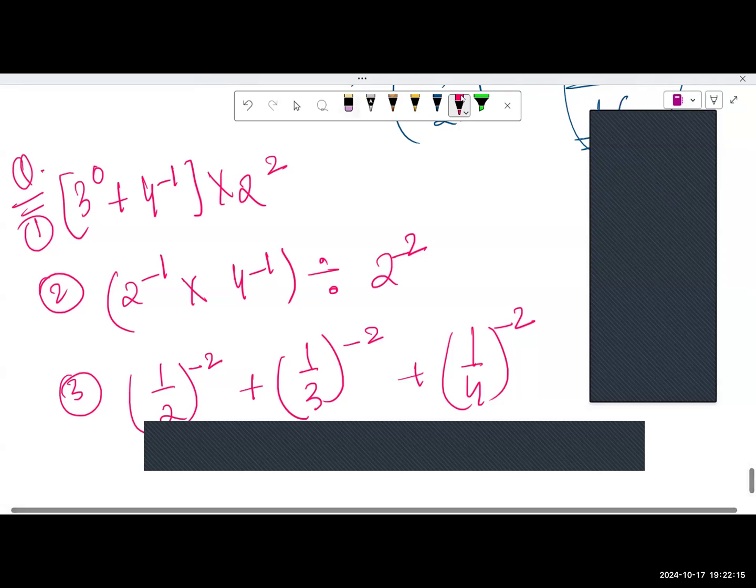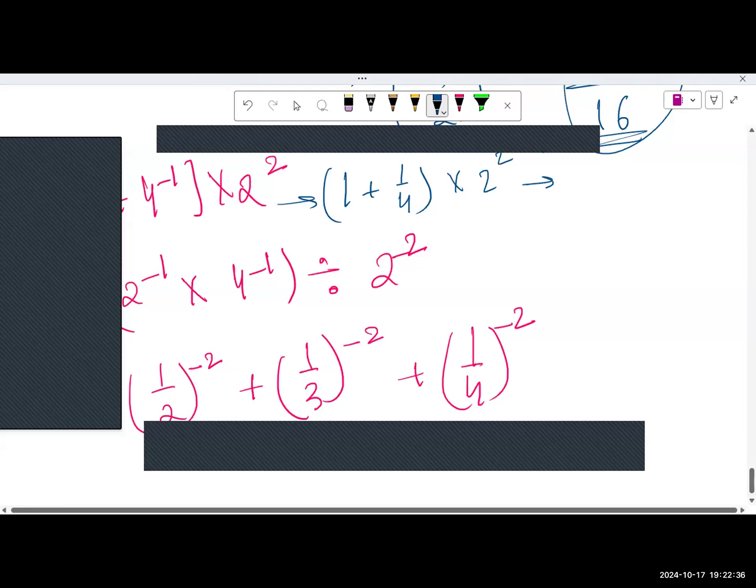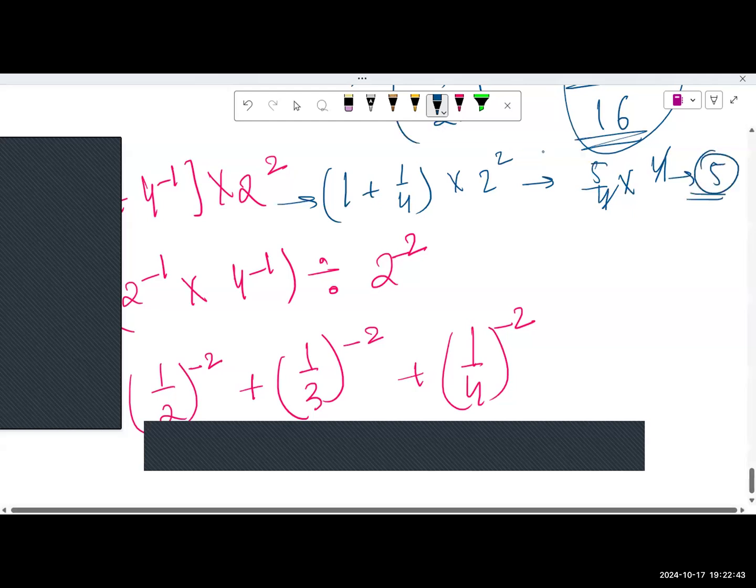Okay. So we'll discuss the answers. The first one we will have 3 to the power 0 is 1, right? So 1 plus 1 by 4 into 2 square. So 1 plus 1 by 4 is basically 5 by 4 into 2 to the power 4 is 4. 4 and 4 cancelled. You will have the answer 5.